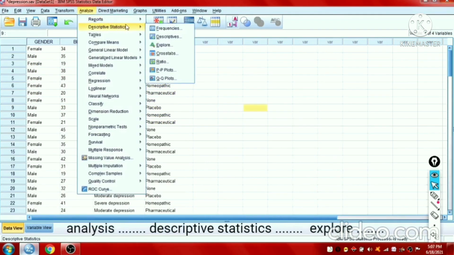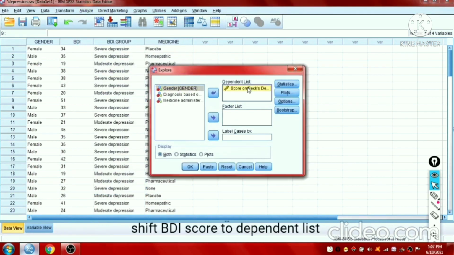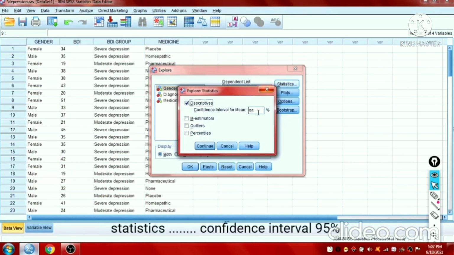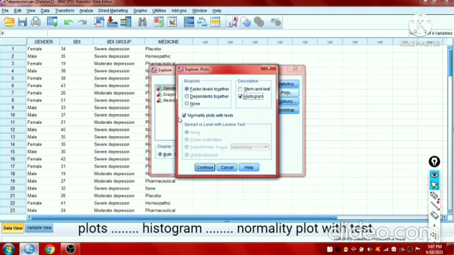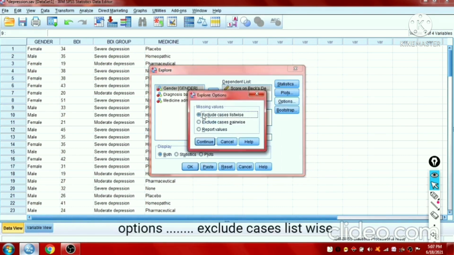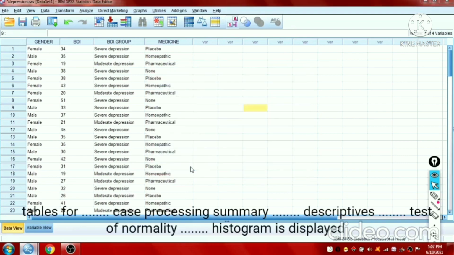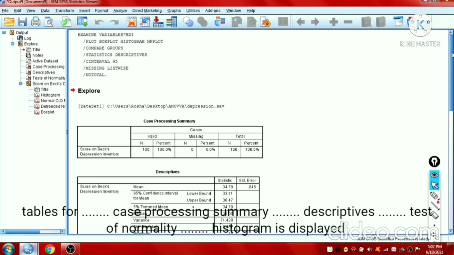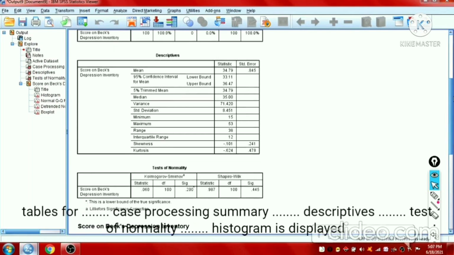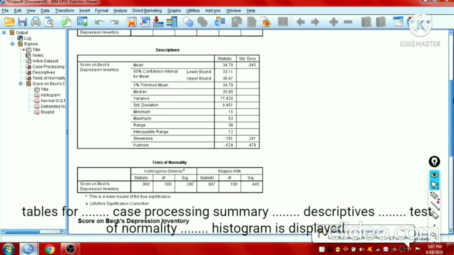Now analysis, descriptive statistics, explore. Shift BDI score to dependent list. Statistics, confidence interval 95%, plots, histogram, normality plots with test. Options, exclude cases list-wise. Press OK. Tables for case processing summary, descriptives, test of normality, and histogram are displayed.